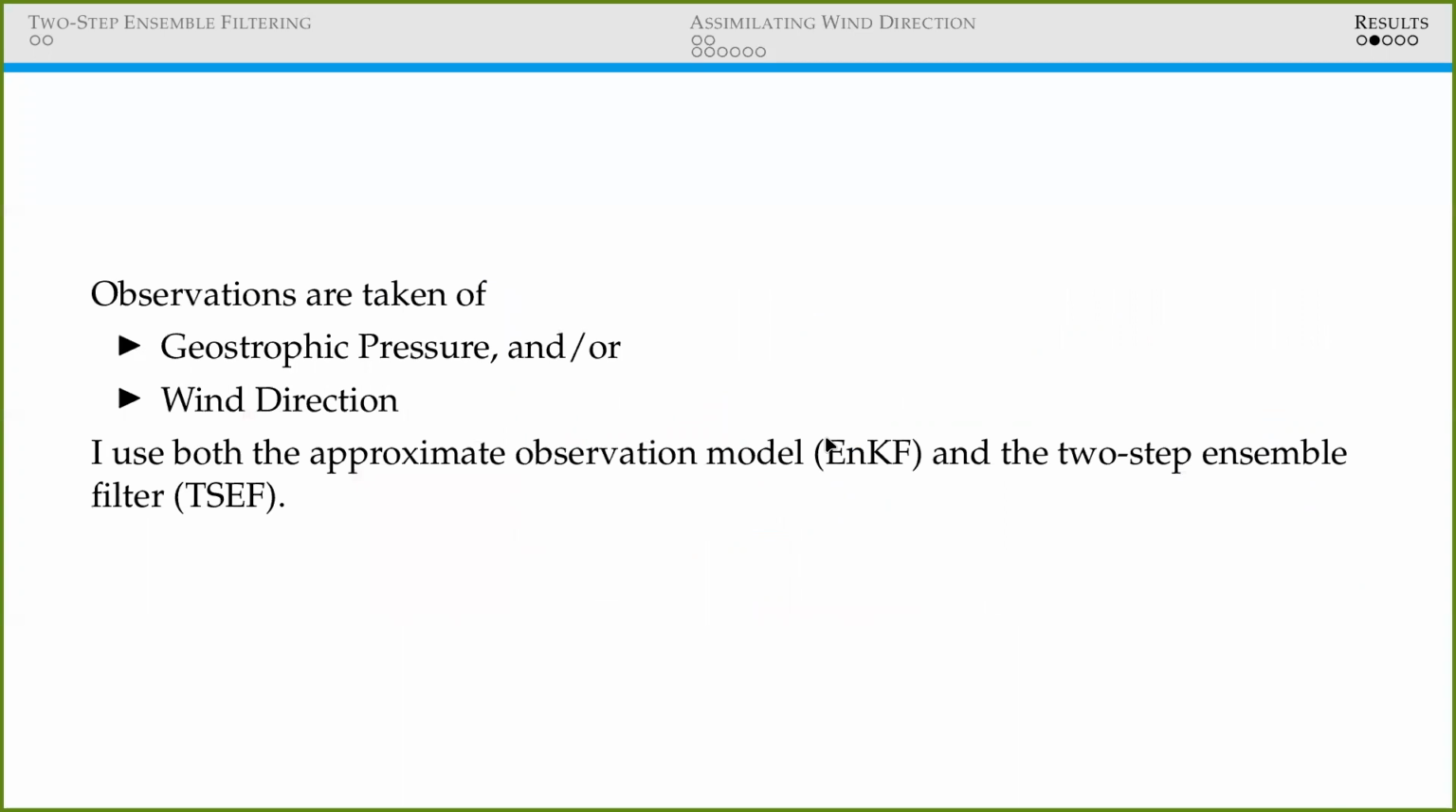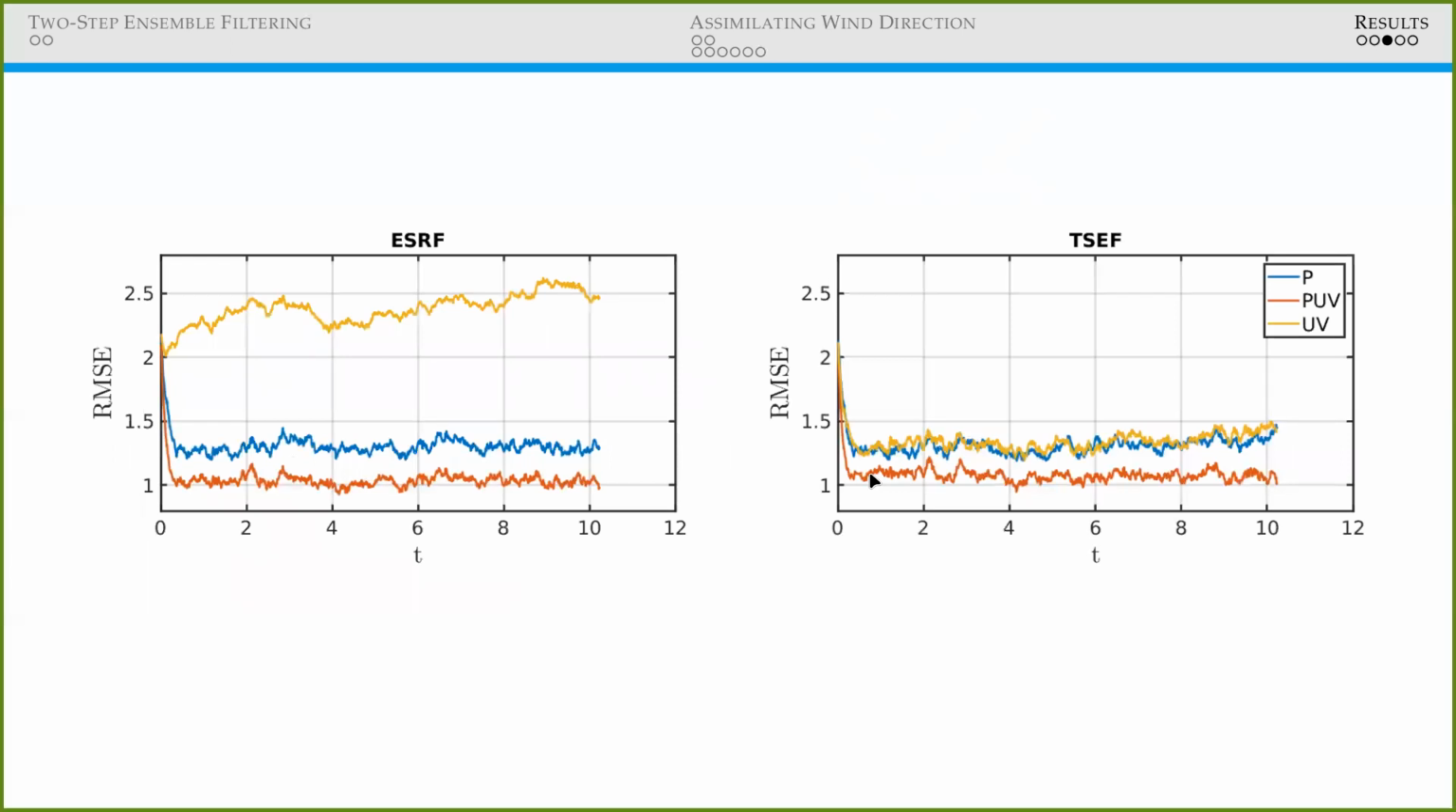Within this model, I'm going to observe either geostrophic pressure or wind direction or both. And I'm going to apply either my two-step ensemble filter, or I'm going to use the approximate observation model within a standard EnKF. Here's a plot of results. The left is the linear approximate observation model in an EnKF. On the right is the two-step ensemble filter. Both of these are showing time series of root mean squared error.